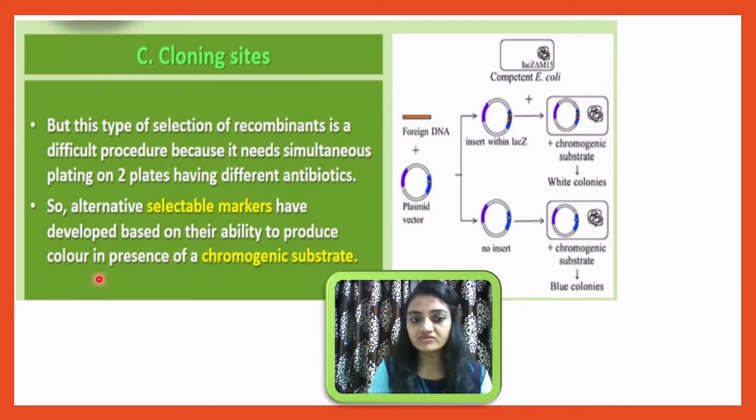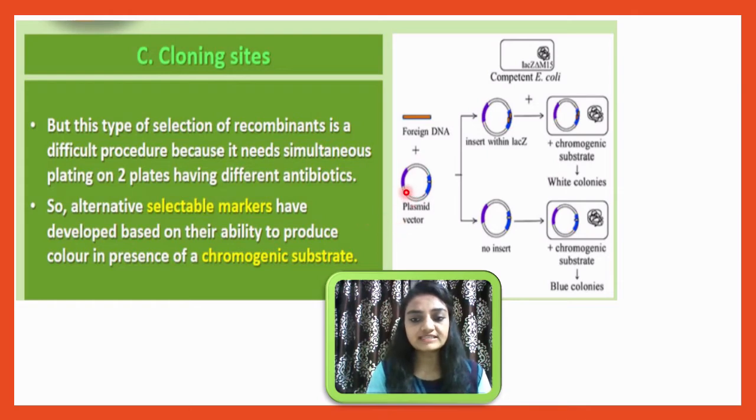Here, not just antibiotic resistance related results will be obtained. Here a color change will occur, so it is very easy to perform. This is color in the presence of chromogenic substances. This method is very easy as compared to the antibiotic resistance method. Let me explain more about the chromogenic substrate method by using this diagram.